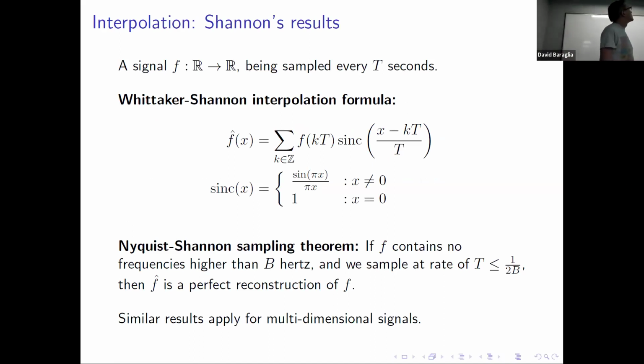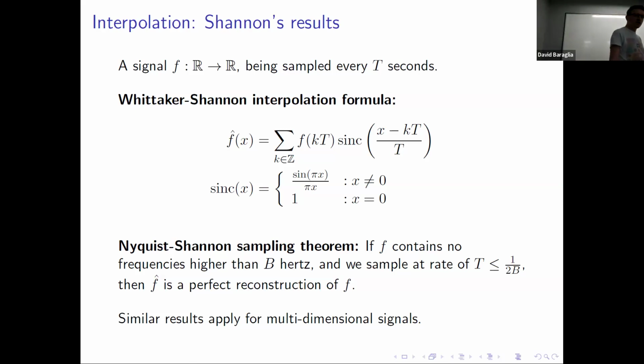So the Whittaker-Shannon interpolation formula is given by this here. f hat of x equals the weighted sum of many copies of a sinc function that are shifted by different amounts. If you haven't seen the sinc function before, this is the formula for it. It's sine pi x divided by pi x with a discontinuity fixed up.